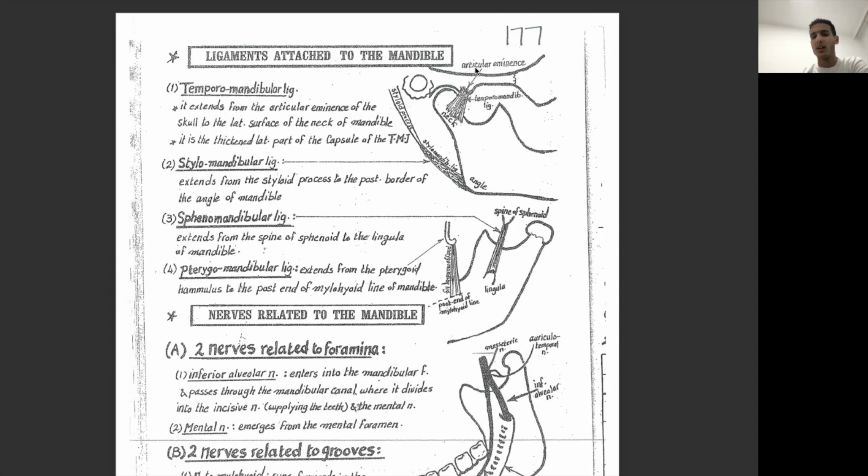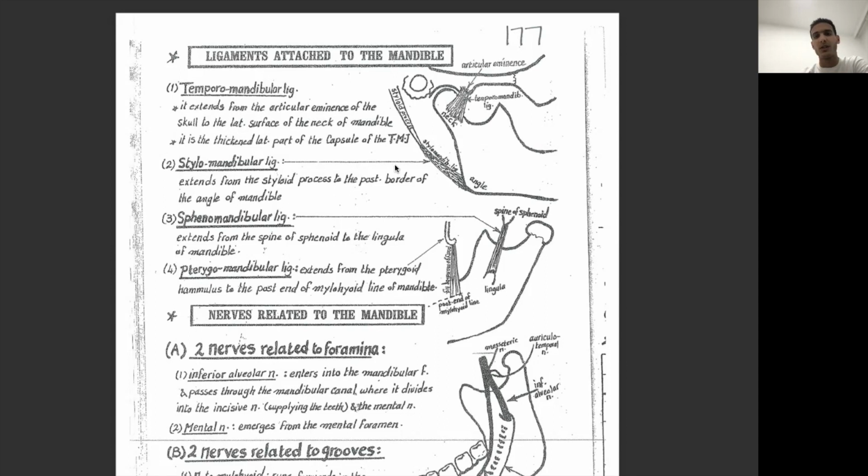It's between the articular eminence of the temporal bone and the condylar process of the mandible. So temporomandibular ligament, as it says here, runs from the articular eminence to the lateral surface of the neck of the mandible. So it's lateral, so it's on the outside, okay? It's not on the middle part, but on the outside, so you can actually touch it.